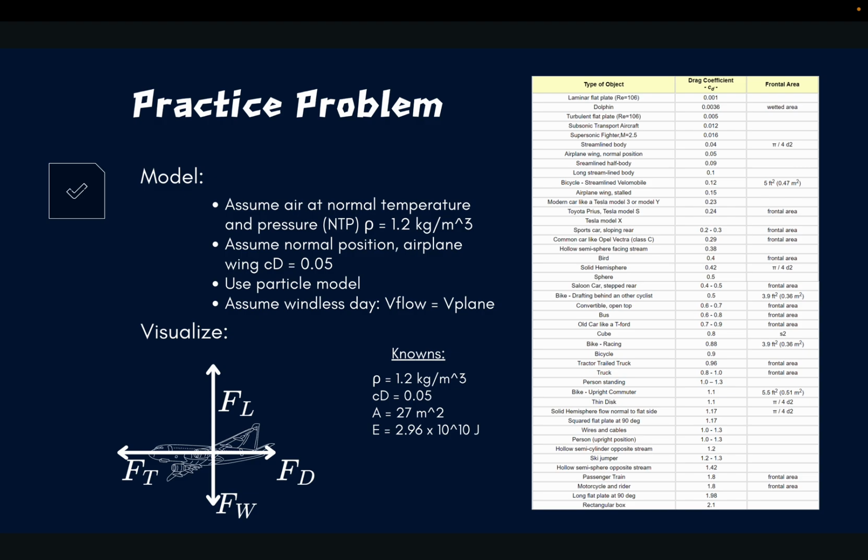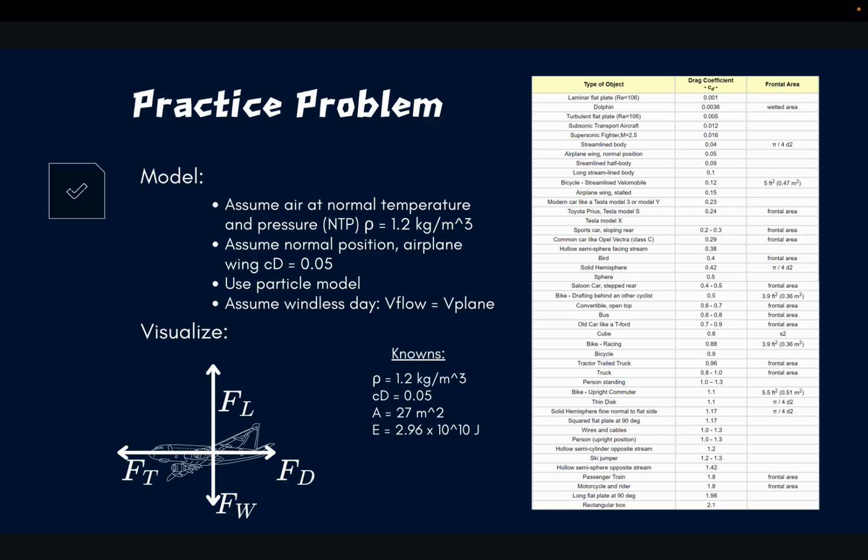Next, we have the visualize step. In this, we drew a free body diagram depicting the four forces that we've discussed. We have the force of lift, the force of thrust, we have drag, and weight. As depicted, the thrust and lift force are greater than their equivalent forces, which would be weight and drag. This is to show that the plane is in motion and ascending and moving through the air.